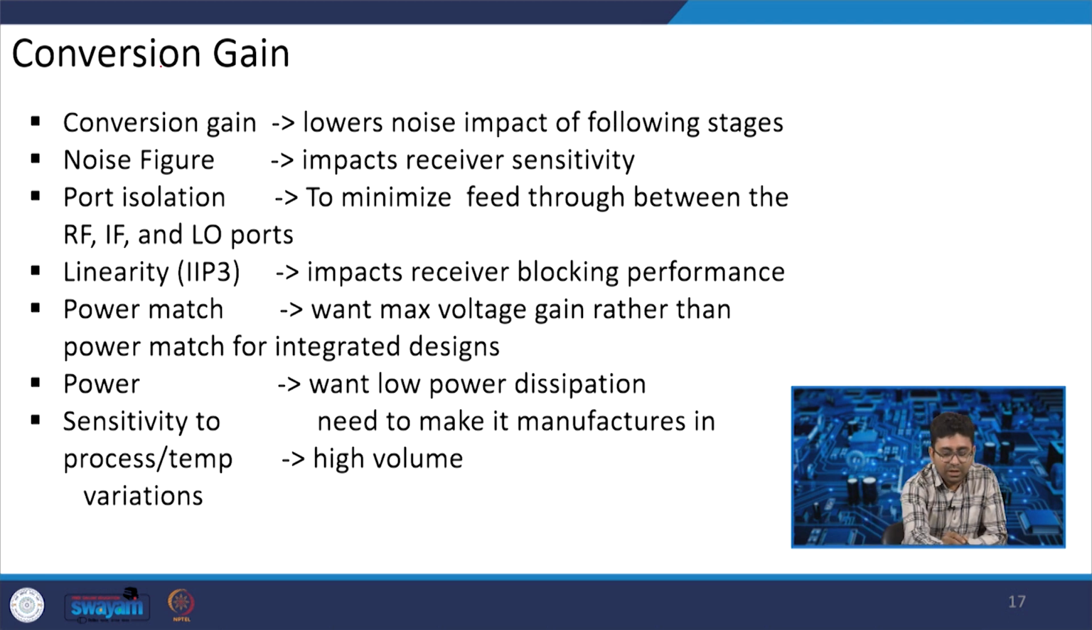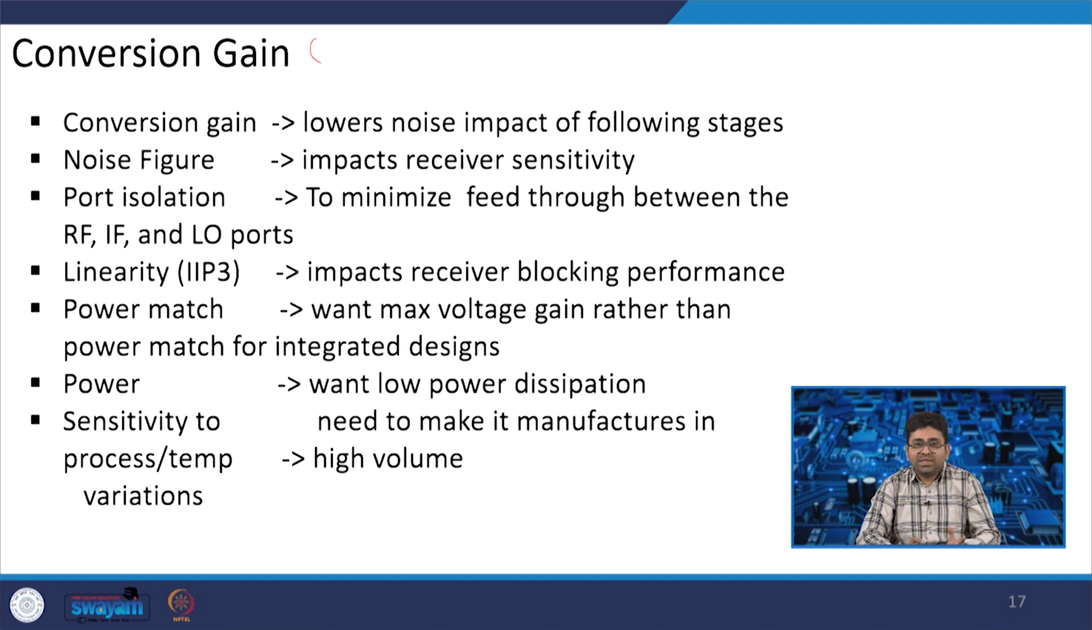So, these are the mixer metrics. One of the mixer metrics is the conversion gain. It is obvious that if you have a better gain, then it lowers the noise impact of the following stages. We already know the Price formula, f1 plus f2 minus 1 by g1 plus f3 minus 1 by g1 g2 plus so on. So, if it has a gain, then it will reduce the noise of the entire system. Noise figure impacts the receiver sensitivity. Port isolation is to minimize the feed through between the RF, IF and LO port. So, we need to minimize the feed through.